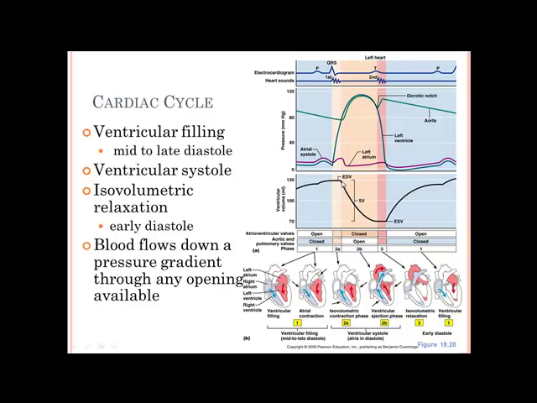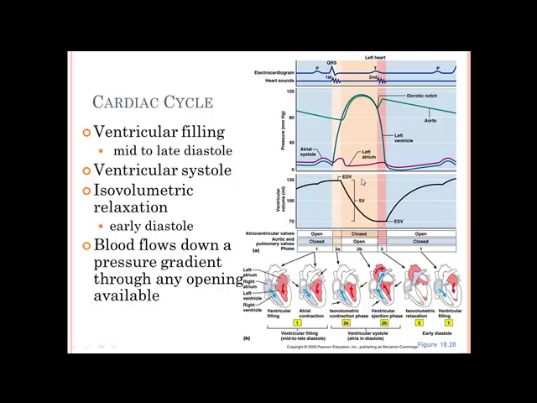So blood is leaving the ventricle. We have our end diastolic volume, we have our ventricular ejection phase, so blood is leaving the ventricle. AV valves are closed, semilunar valves are open. So blood is leaving into the pulmonary trunk and into the aorta. Once the ventricle is done contracting, we have our end systolic volume. That's the amount of blood left in the ventricle after it has contracted.